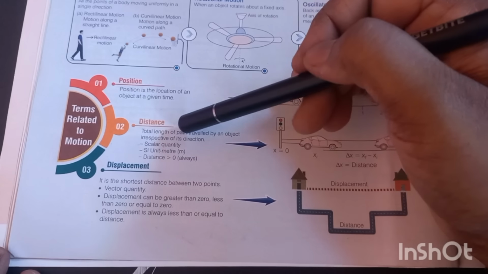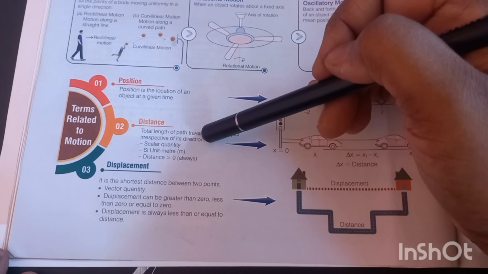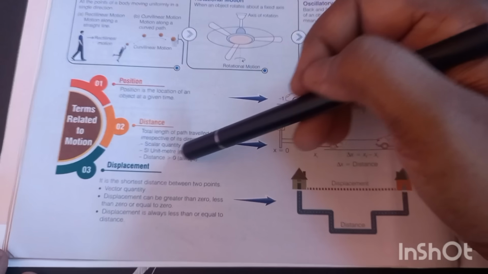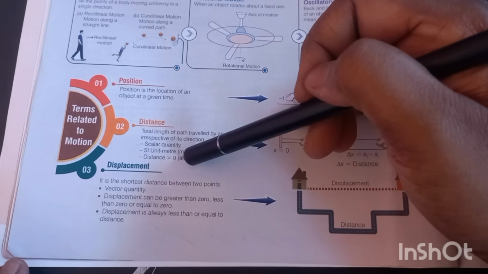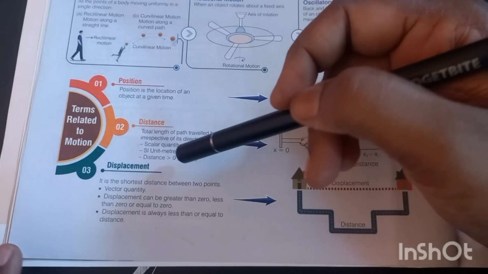Distance: total length of the path traveled by an object irrespective of its direction. It is a scalar quantity and the SI unit is meter. So distance is always greater than 0. It is just the total distance traveled by the body.